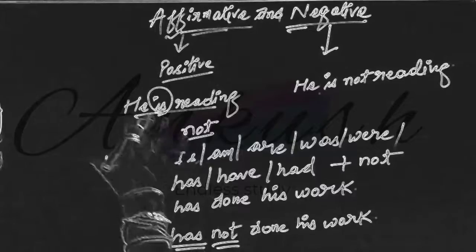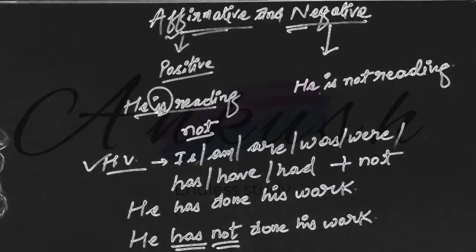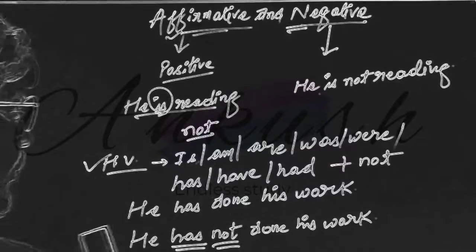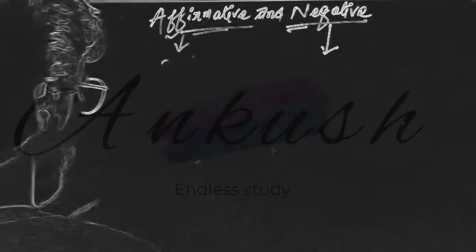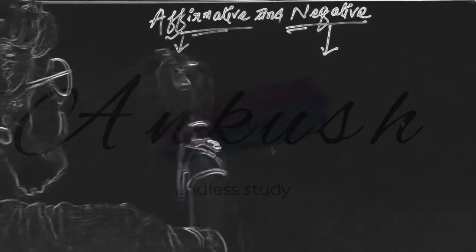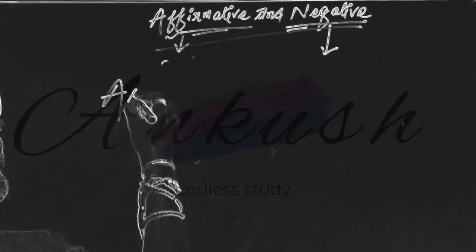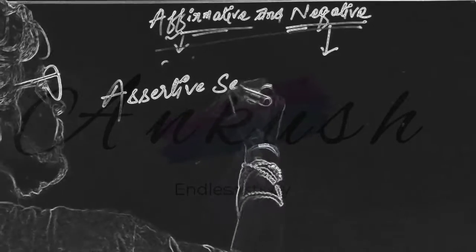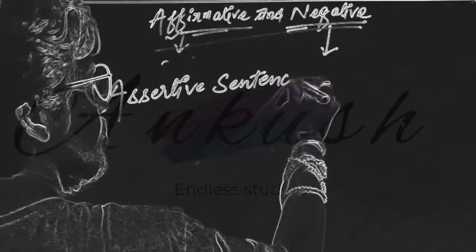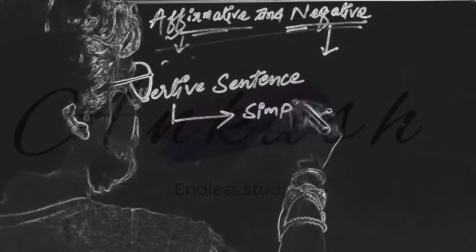But we are talking about when you have the helping verb. Suppose if you don't have a helping verb, then what will you do? For that I'll tell you. Very first, you should know what is affirmative and negative. Affirmative and negative, these are the parts of assertive sentence. Assertive sentence, that is a simple sentence.